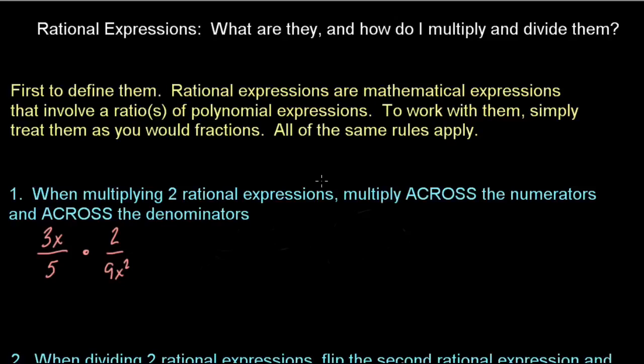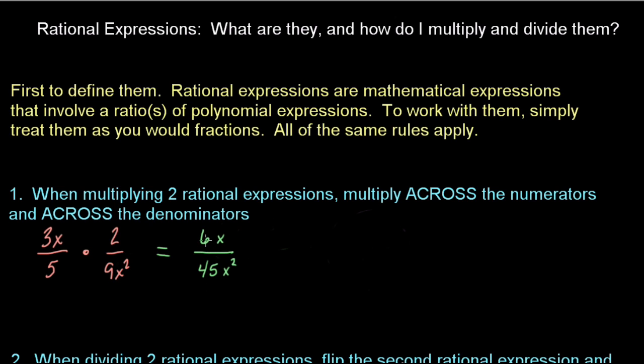It's not that bad. All right, when you work with them, you are going to follow the same rules as you would normal fractions. So step one. When you're multiplying two rational expressions, multiply straight across, just like we did when we were working with fractions. So for our first example here, when I multiply these two rational expressions, I'm going to multiply 3x and 2 to get 6x. And then I'm going to multiply 5 and 9x squared to get 45x squared.